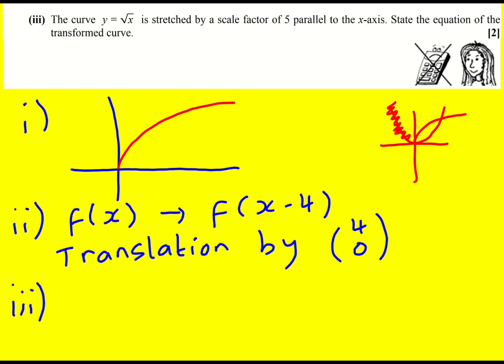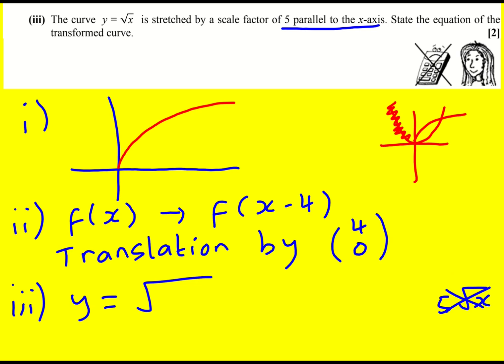Finally, we're told that the curve y equals root x is stretched by a scale factor of 5 parallel to the x-axis. So it's the x-axis. State the equation of the transformed curve. Now, if it was the y-axis, it would become 5 root x. It goes on the outside of the function. When it's the x-axis, it goes on the inside, and it's again the opposite.